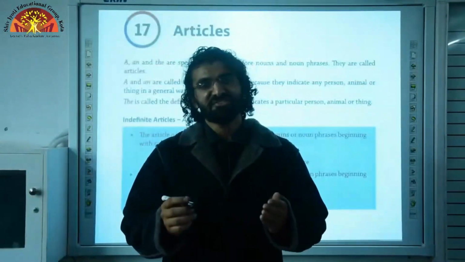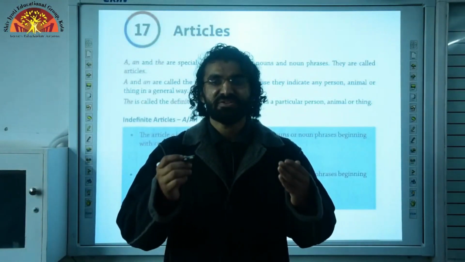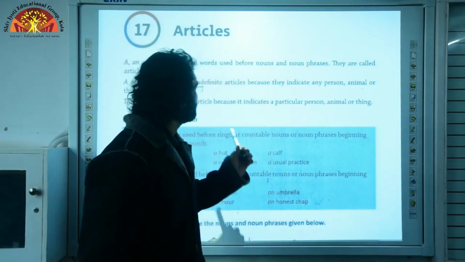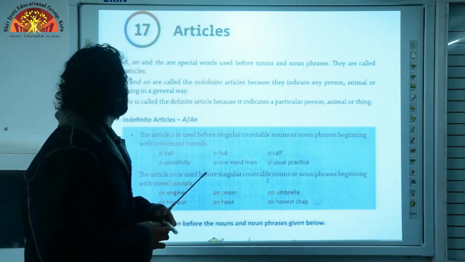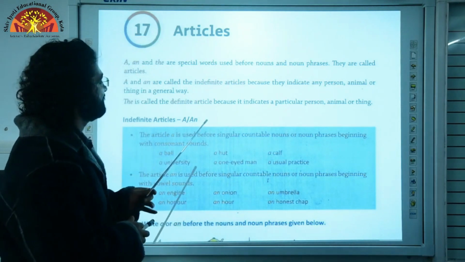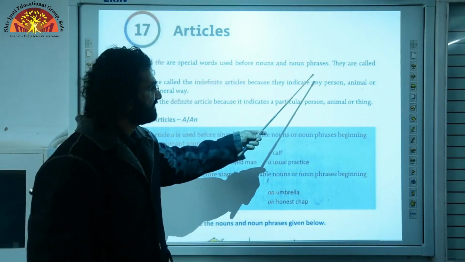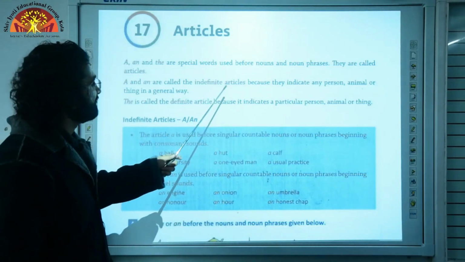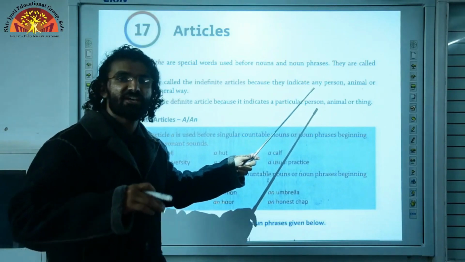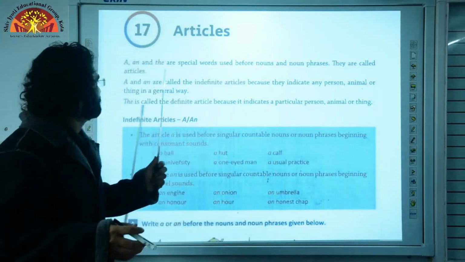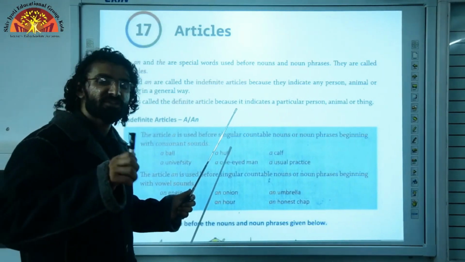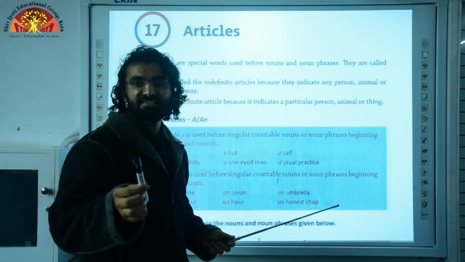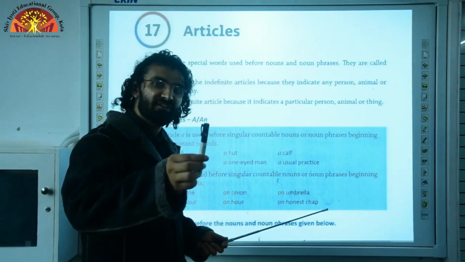Children, now I request you to please take out page number 78 of your book. Alright? That's where you will find all this. A, an and the are special words used before nouns and noun phrases. They are called articles. A and an are called indefinite articles because they indicate any person, animal or thing in a general way. Okay, you remember that example? This is a marker, which means I'm saying this in a general sense. It's just a marker. There are other markers like this.